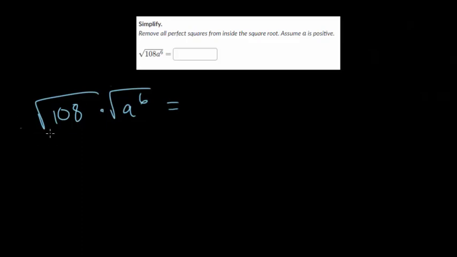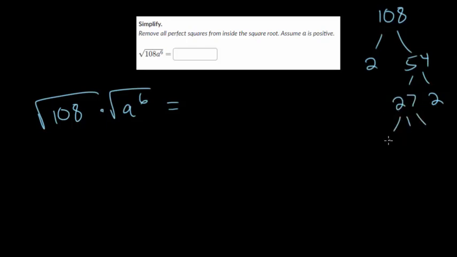Now, root 108, we're going to make a tree for that. It's an even number, so it's 2 times 54. 54 is even, and that's 2 times 27. And 27 is just 3 threes multiplied together. So I'll just break it into a triple branch there. And so 108 is, there are 3 threes, so 3 cubed times 2 twos, or 2 squared.